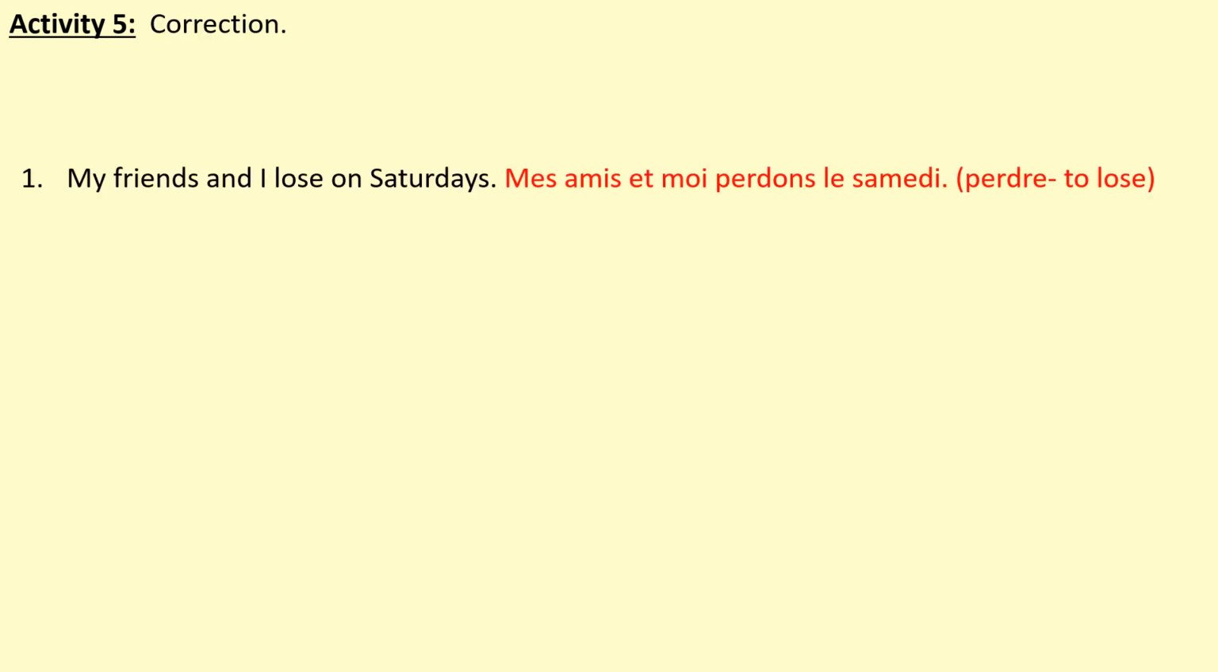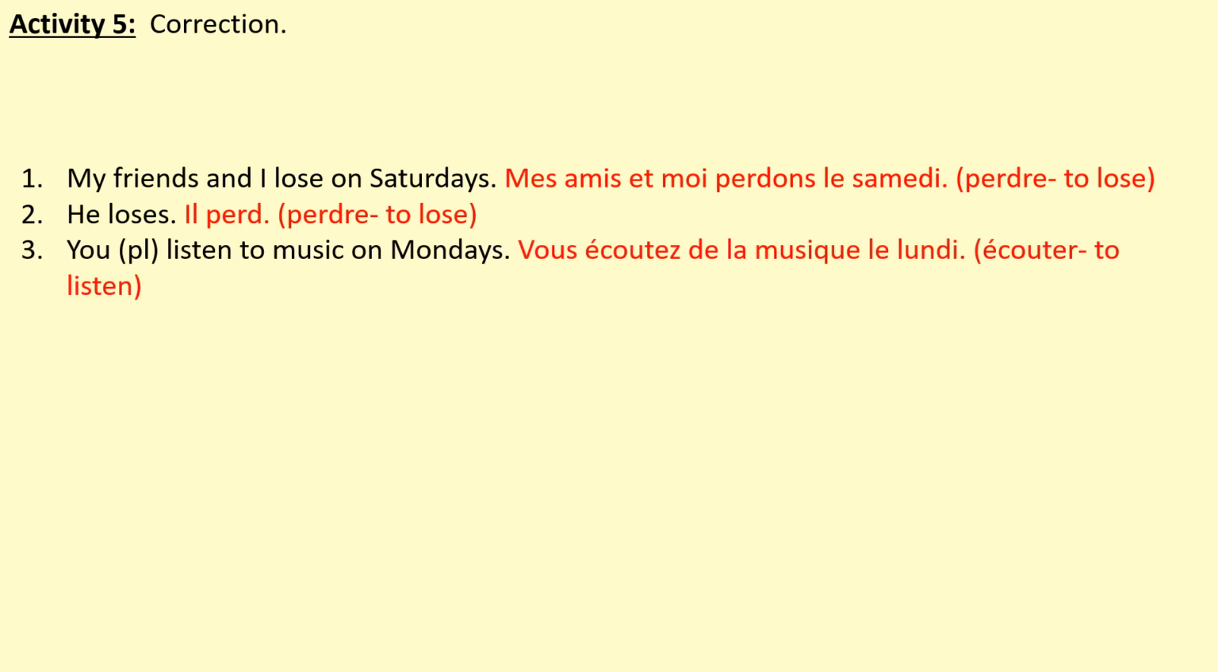So number 1, my friends and I lose on Saturdays. Mes amis et moi perdons le samedi. Because we know that if it's RE, we replace the RE with an ONS for we, because my friends and I can be replaced with the pronoun we. He loses, il perd. You plural listen to music on Mondays. Vous écoutez de la musique le lundi.